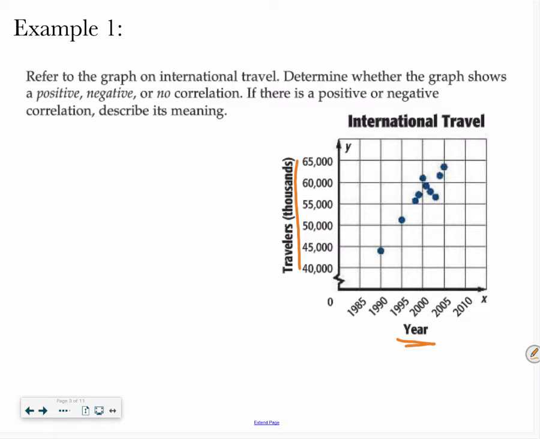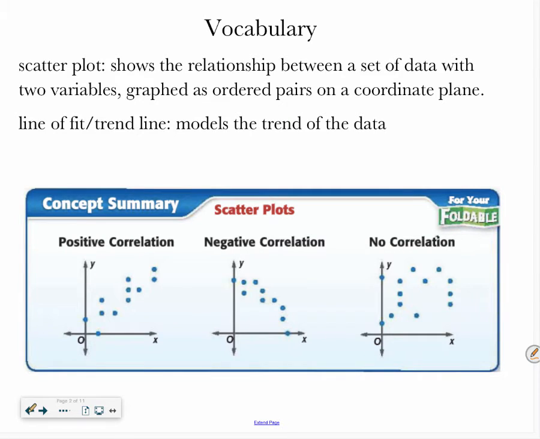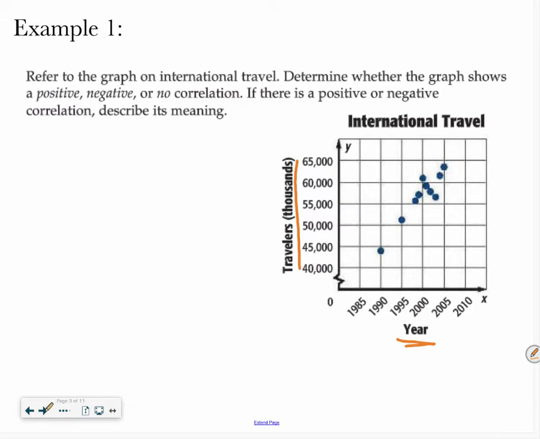Travelers in thousands. So if we look at all of the dots, they are bunched pretty closely together, and it looks like they match our, let's look back at our concept summary. I'd say that matches our positive correlation. It kind of looks like our positive slope if I were to draw a line through most of the dots. So that means this is a positive correlation. And then if I go back to the directions, it says if there's a positive or negative, okay, so we have a positive correlation, we need to describe its meaning.